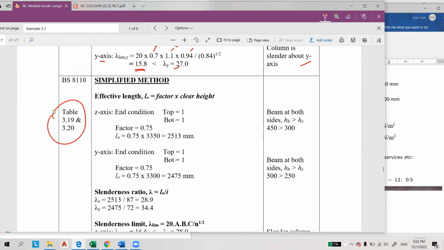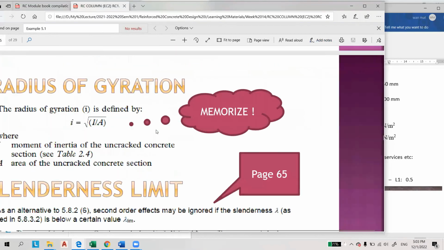To use the simplified method, you must know the effective length, which is equal to a factor multiplied by the clear height. This is the clear height as we calculated before. This is the LZ, and this is the LY. So this is the factor. The factor you can obtain from this table.